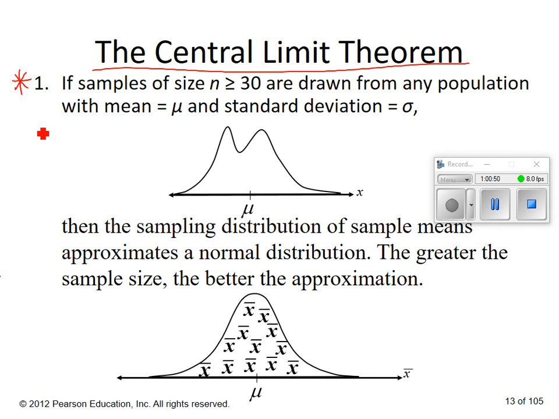Says the greater the sample size, the better the approximation. So 30 will work. 3,000 as a sample size would be better.